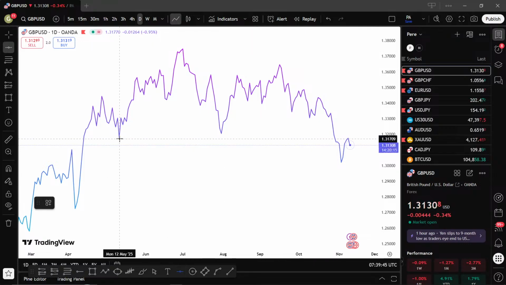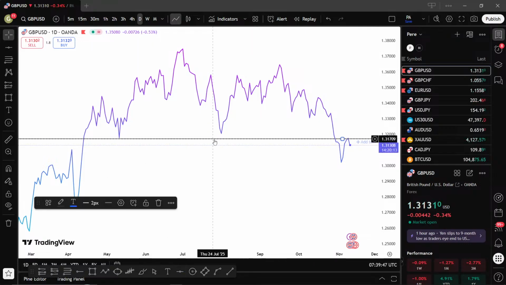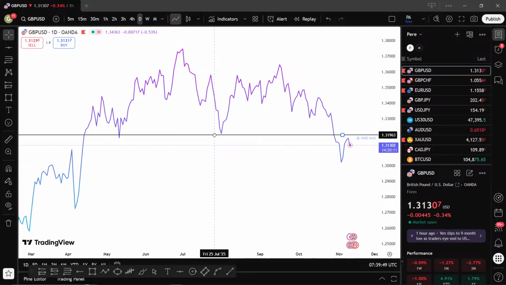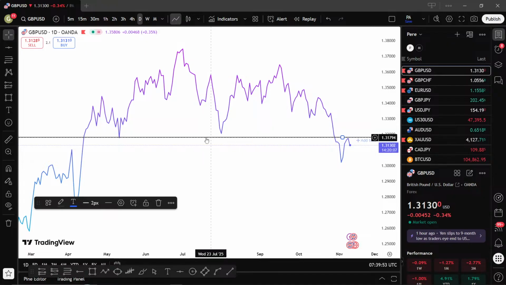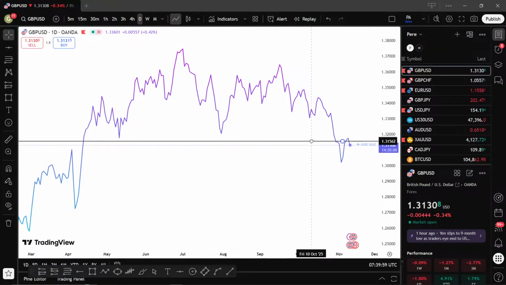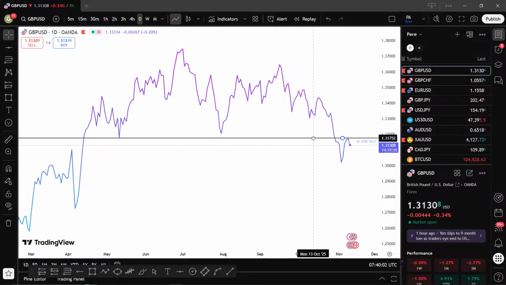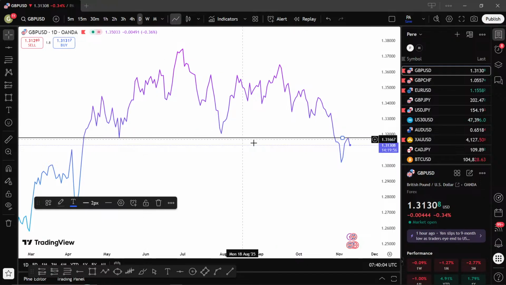You can see that our GBP USD just broke a support level and then came back to retest it. Let me get it clearly here. You can see that GBP USD just broke this level, came back to retest it. Now it's selling off again.